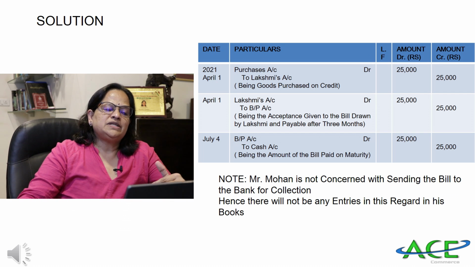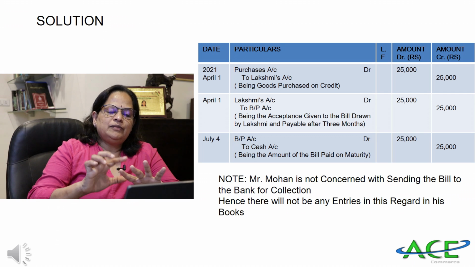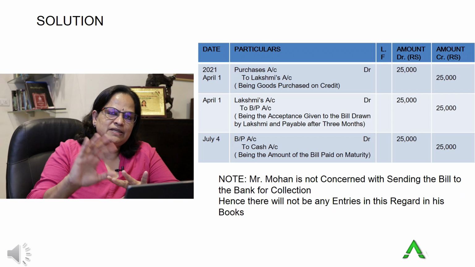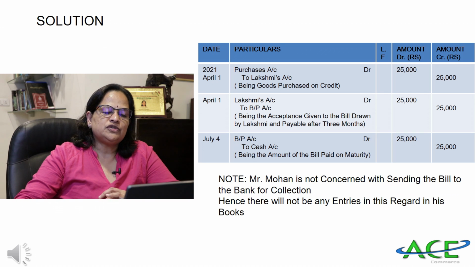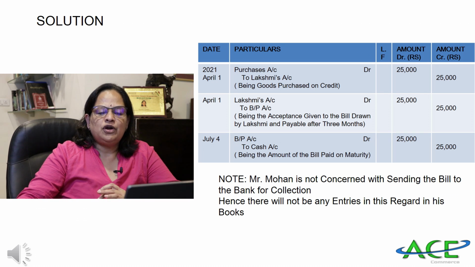So now the payment will come only on July 4th. April, May, June, July, 3 months plus 3 days of grace, that is how we are getting July 4th. So bills payable account debtor 25,000 to cash account 25,000, being the amount of the bill paid on maturity.